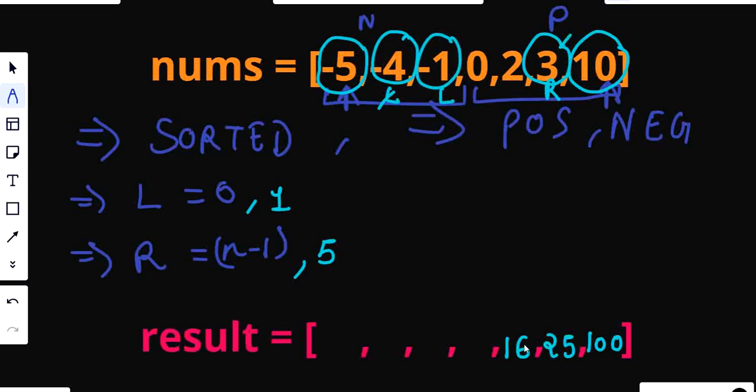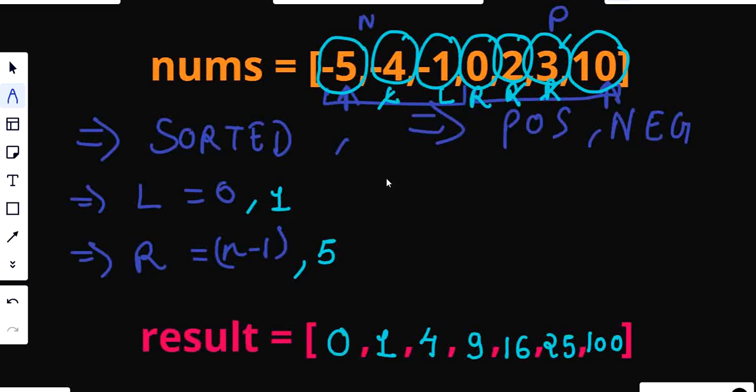So 3 is greater. So we will square it up and update it in our resultant array and update our right pointer. It will come to 2. Again we will compare -1 and 2 and we know that 2 is greater. We will square it, place it and again move our right pointer in this direction, and again do the same thing, left or right. We know that 1 is greater and then 0. So this is how we proceeded.